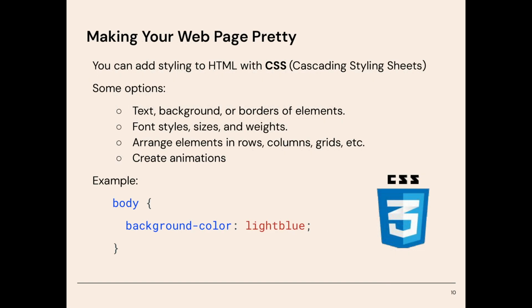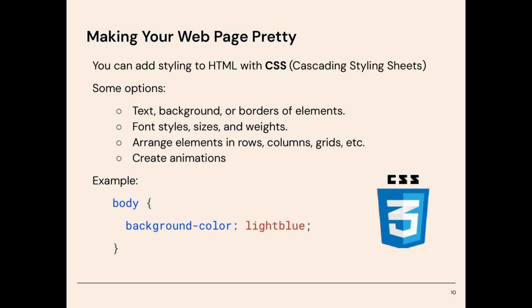CSS is the language that you use to style and visually format your HTML content. So if HTML is the skeleton of a web page, then CSS is the skin, the clothes, the styling that make the web page look good. CSS allows you to control things like colors, so the text, the background, the borders of elements. It allows you to choose font styles, sizes, weights. It allows you to arrange the elements in rows and columns and grids, and it lets you create movement and visual effects.